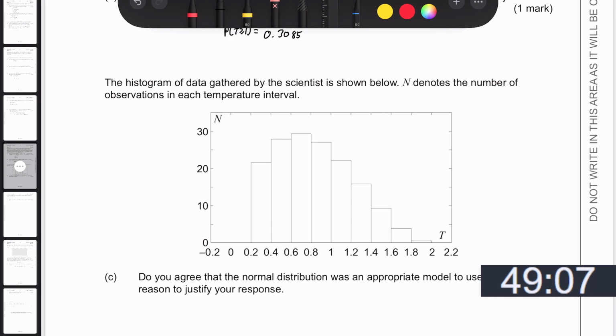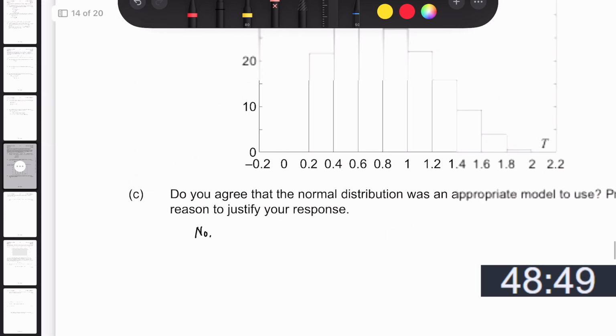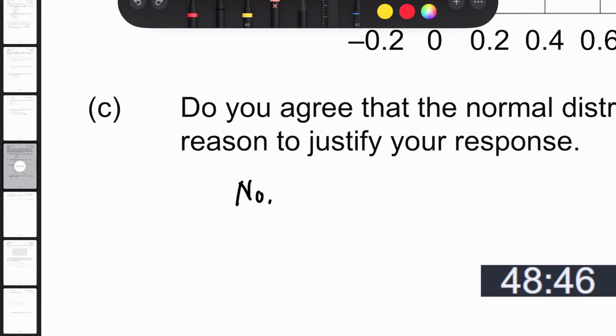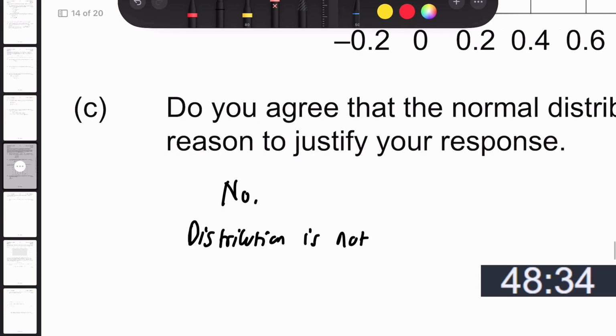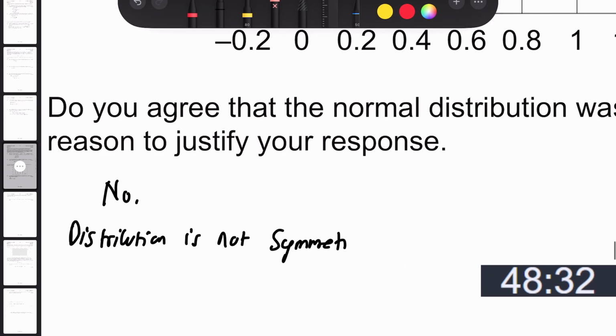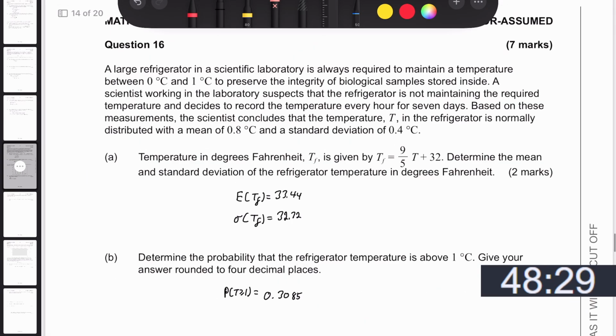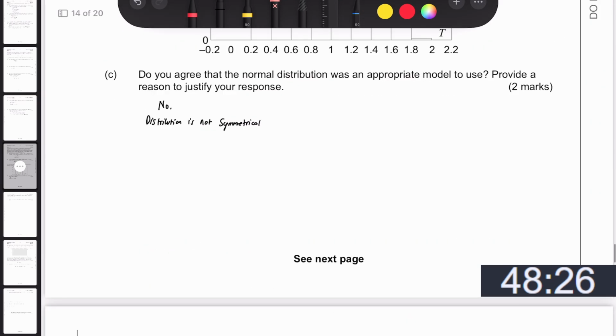The histogram of data gathered by the scientist is shown below and denotes the number of observations in each temperature interval. Do you agree that the normal distribution was an appropriate model to use? Provide a reason to justify your response. It's a bit skewed. I would say no. The distribution is not symmetrical.